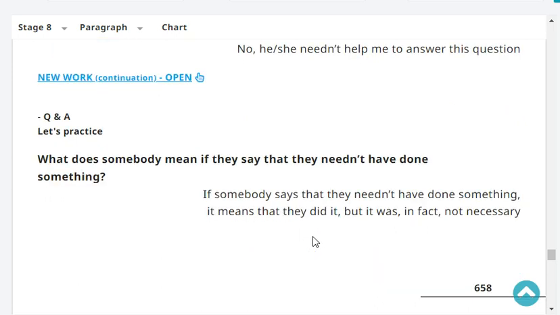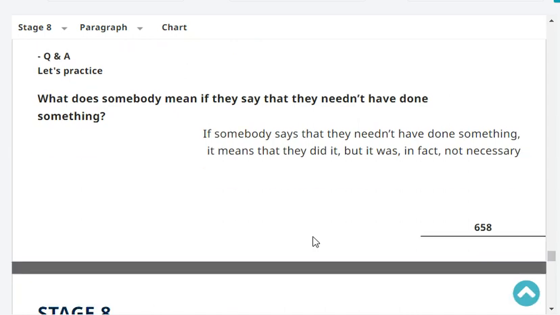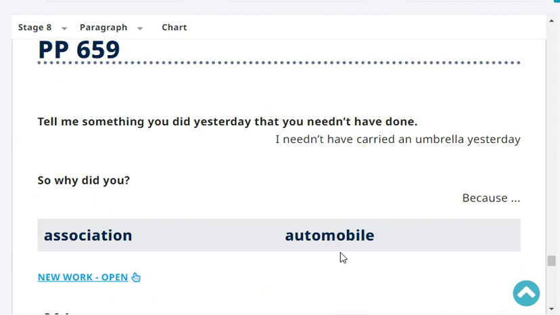What does somebody mean if they say they needn't have done something? If somebody says that they needn't have done something, it means that they did it, but it was, in fact, not necessary.